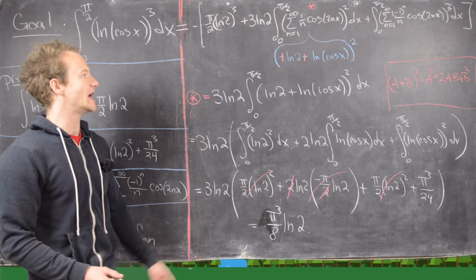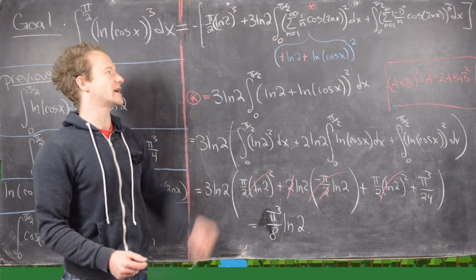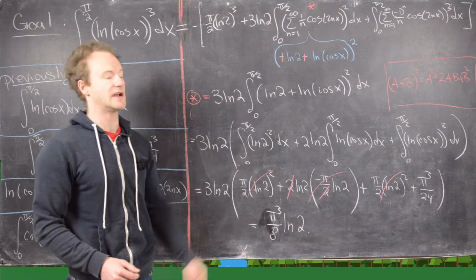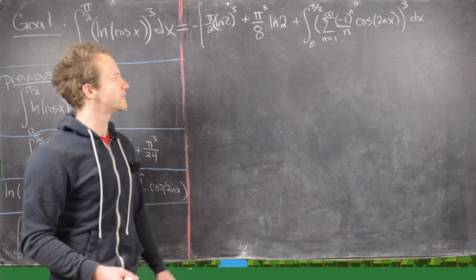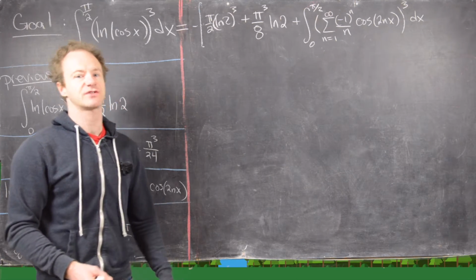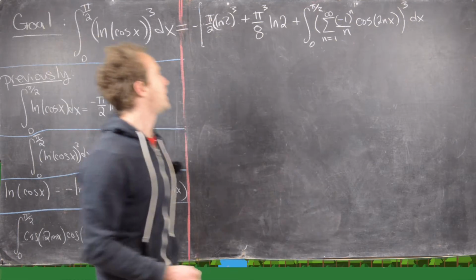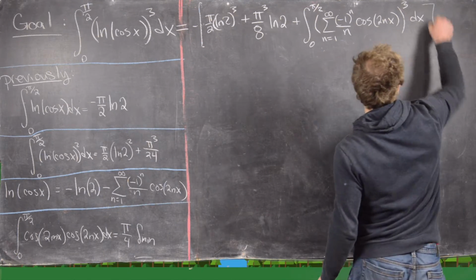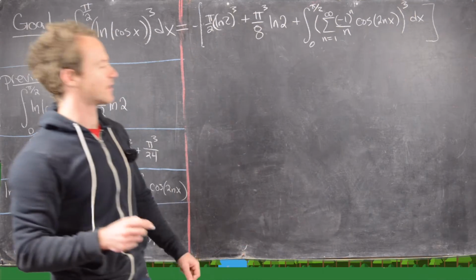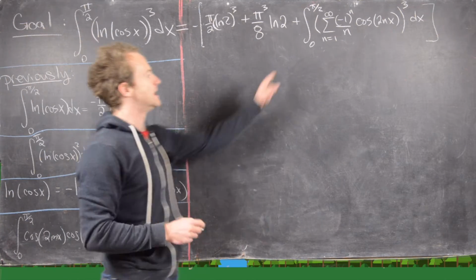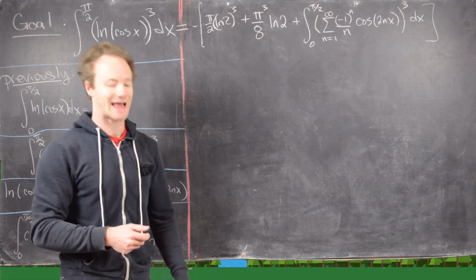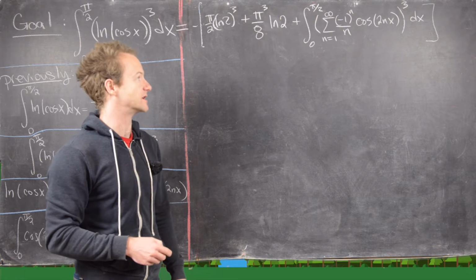Okay, so I'm going to go ahead and do that, then compress everything up at the top, and then we're ready to look at this third integral. So far, we've simplified the first 3 integrals down to the sum of these 2 terms. We've got pi over 2 times the natural log of 2 cubed. We've got pi cubed over 8 times the natural log of 2. Now we've got this thing right here. This is the last integral that we need to calculate.